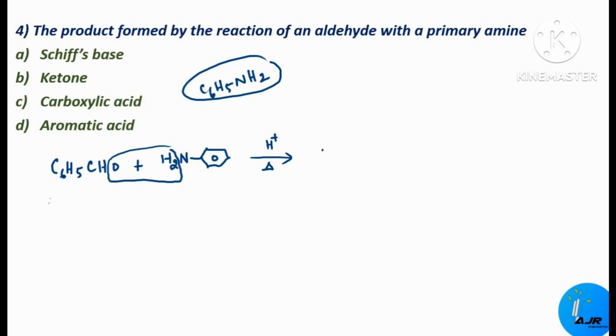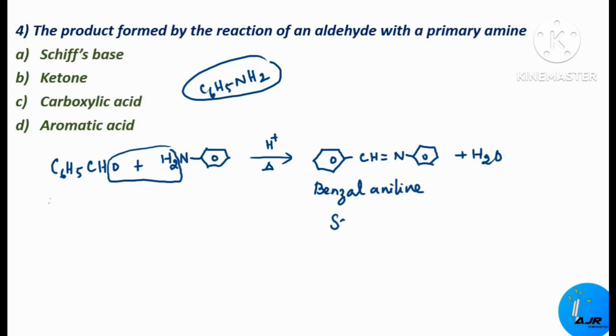So let me write the product now. C6H5CH=N, then again a phenyl group, plus water molecule. Water is removed. So this is nothing but benzylidene aniline, which is nothing but Schiff's base. Alright, so the correct answer is Schiff's base. The product formed during the reaction between an aldehyde and a primary amine is Schiff's base.